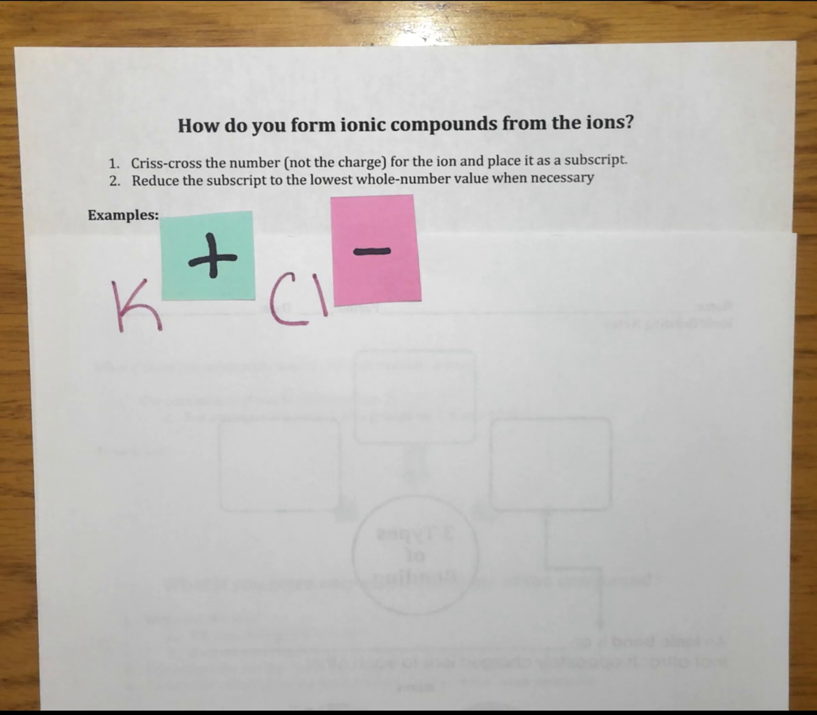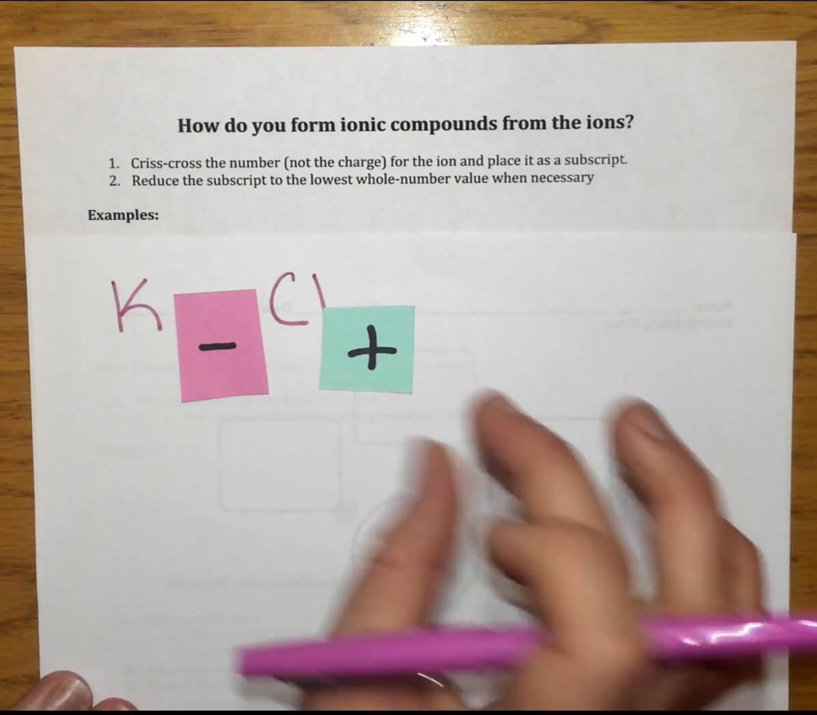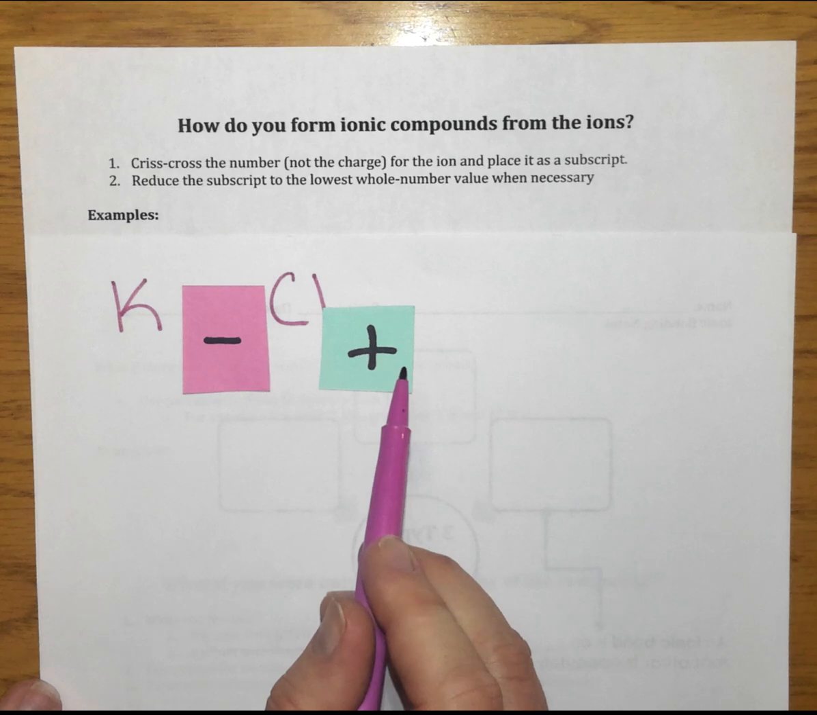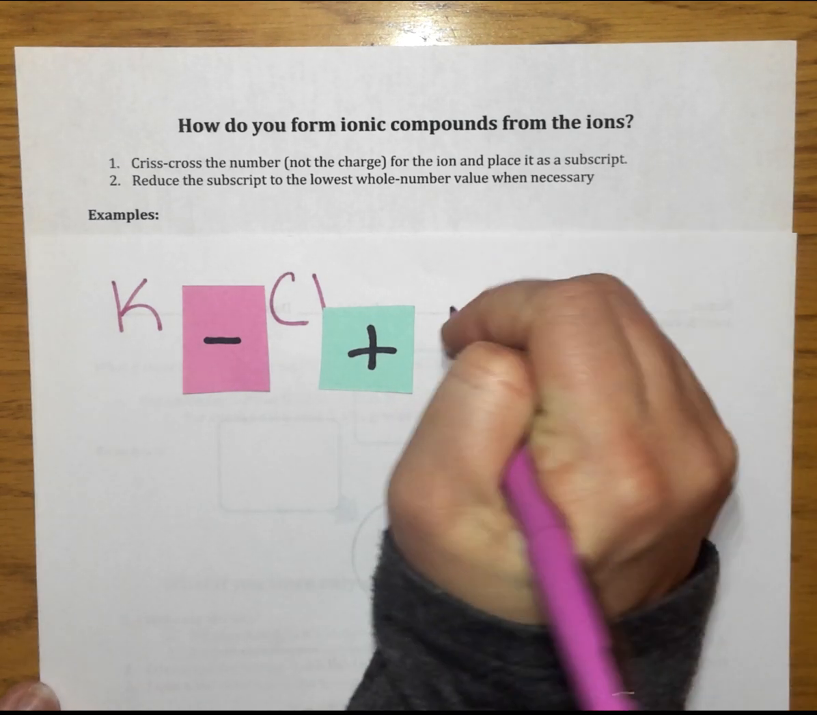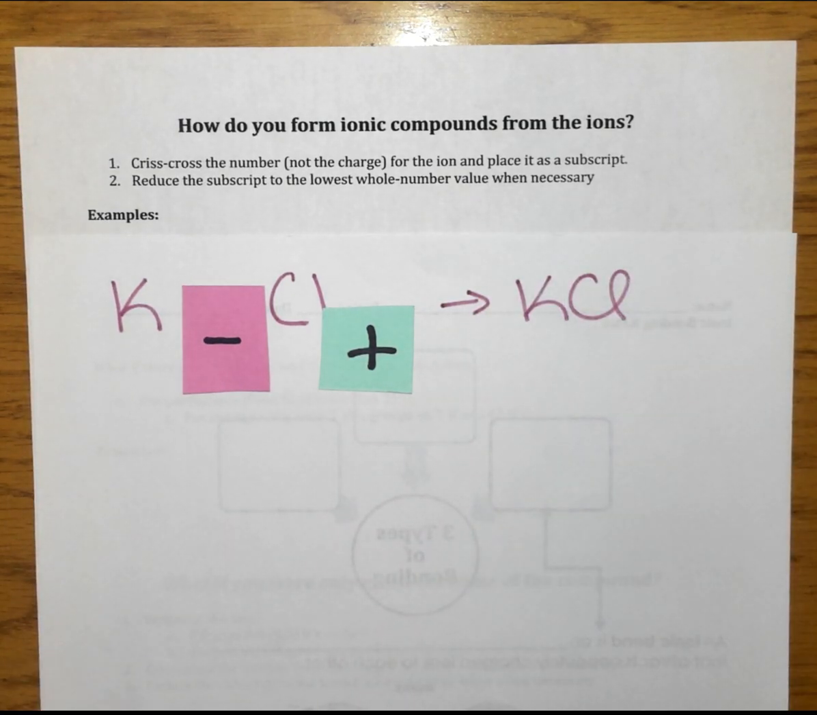So it says we're going to crisscross the number, not the charge, and place it as the subscript. So my negative is going to move down here, my positive is going to move down here, and we know if there's no number written that these just mean 1. So a K plus with a Cl minus just becomes KCl. And realistically, we could figure that one out. If it's a K plus 1 and a Cl minus 1, well, those charges are just going to cancel and you're going to end up with your neutral compound.